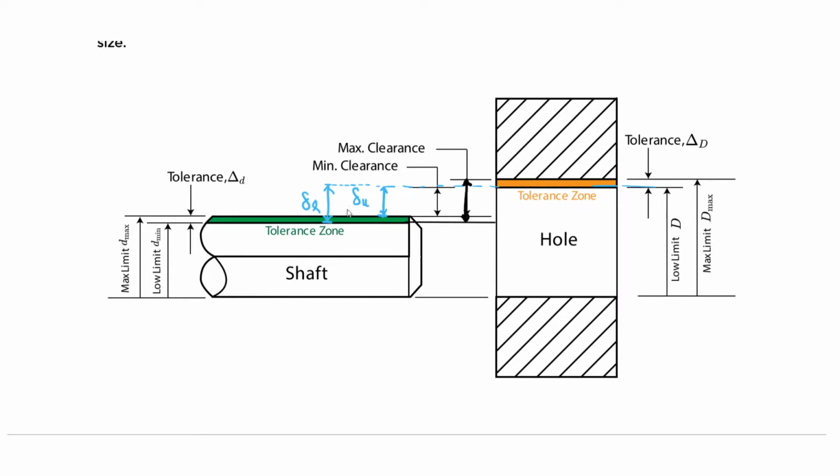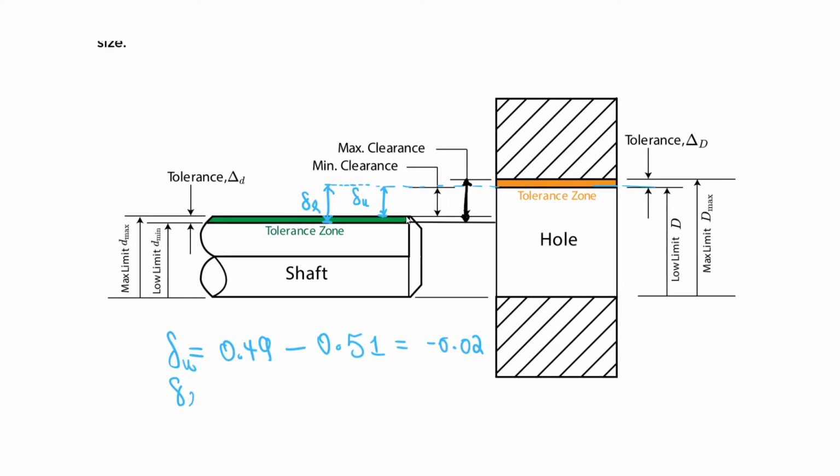So in this case, we have the upper and lower deviation. The upper deviation, again, you just take the low limit of the hole minus the upper limit of the shaft. The low limit of the hole, we said, is 0.49, minus the upper limit of the shaft, which is 0.51. If you do that math, you get negative 0.02. So that's the upper deviation.